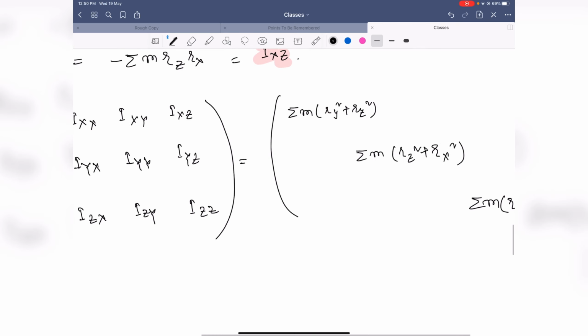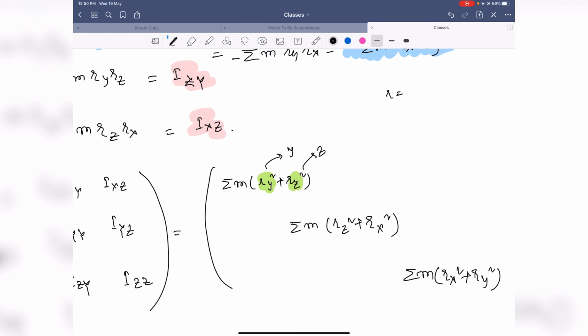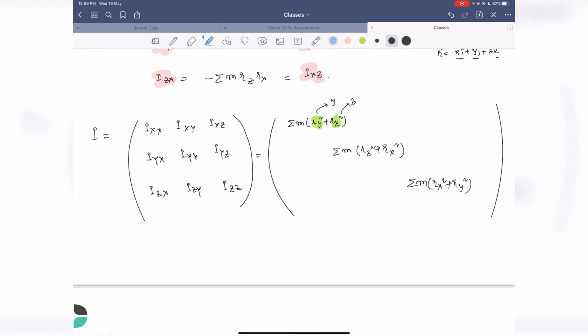Or I can also write, in place of r_y you can directly write y. In place of r_z you can also write z, because r_z means it is z. Because r is nothing but a vector, and it consists of x i cap plus y j cap plus z k cap. r can be written in terms of its components. So if I write r_y, it means it is these things. Simple. So we got the diagonal elements.